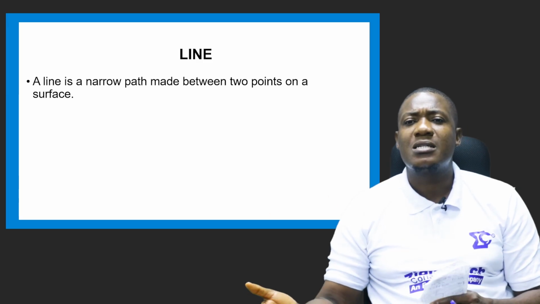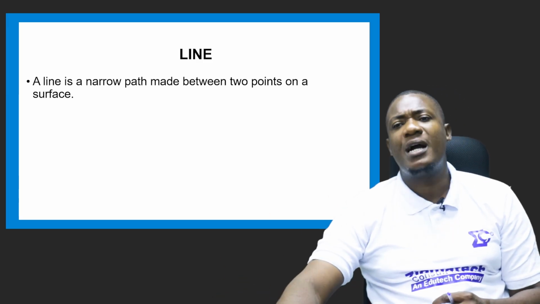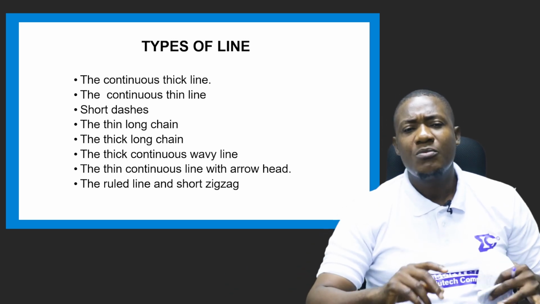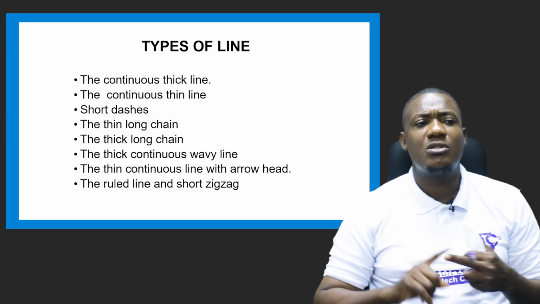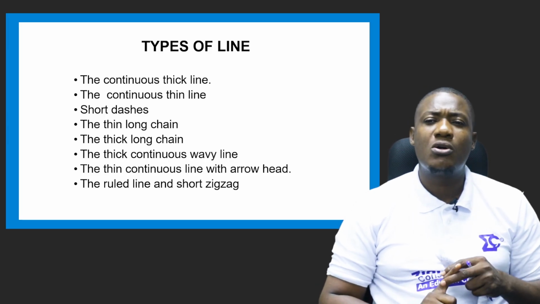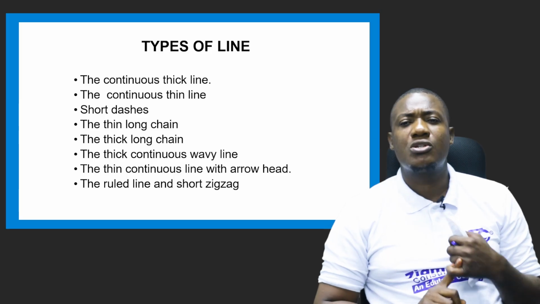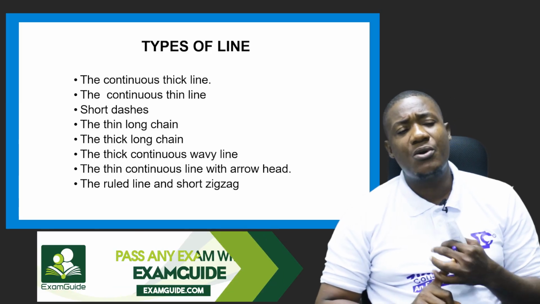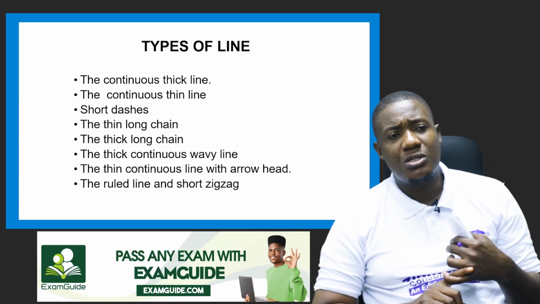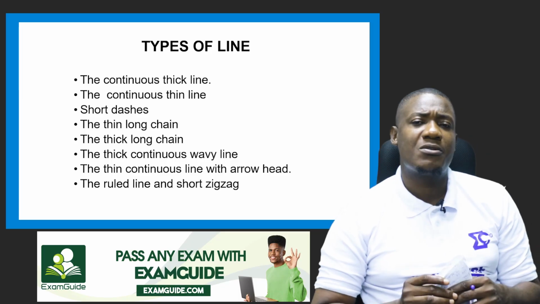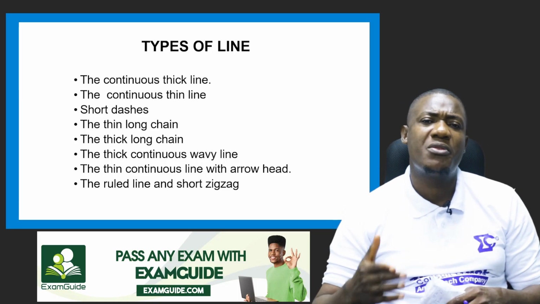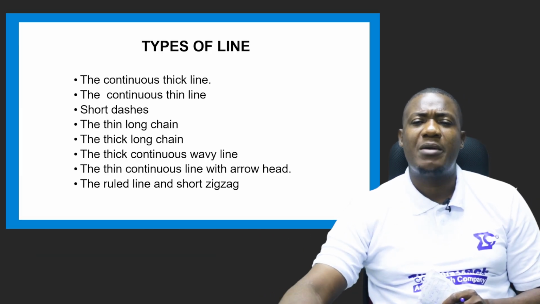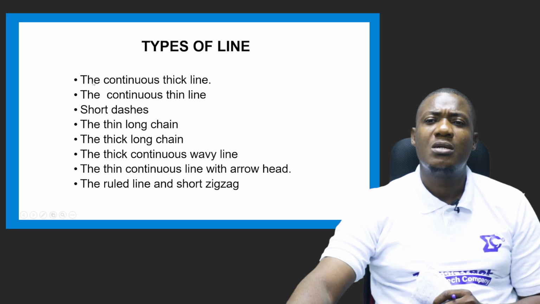So these lines are of different types. We have different types of line. We have a line we call the continuous thick line. We have the continuous thin line, the short dashes, the thin long chain, the thick long chain, the thin continuous wavy line, the thin continuous line with an arrowhead, the ruled line and short zigzag. All these are different types of lines that we have, and they are used for different things in technical drawing and information. All right, so we're going to examine these lines and what they are used for.